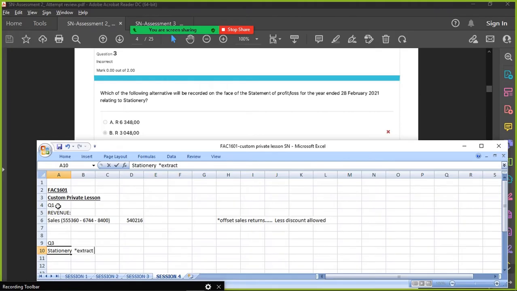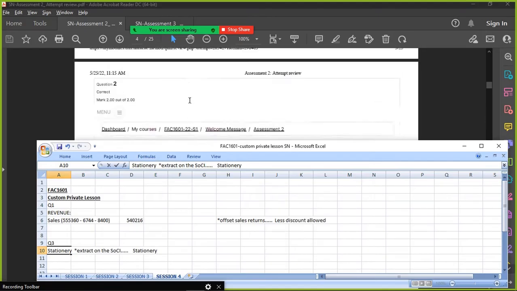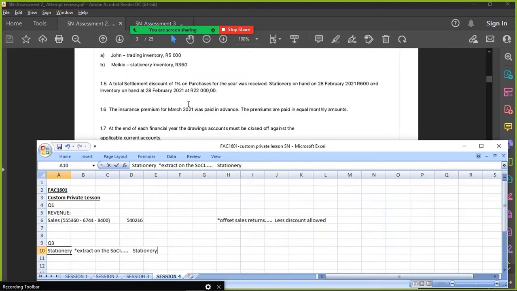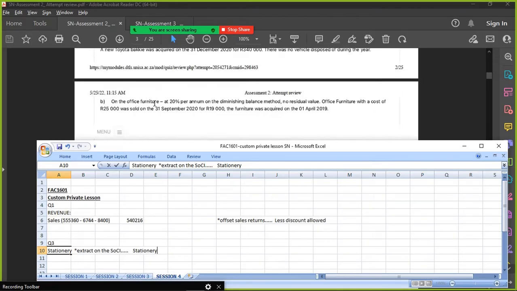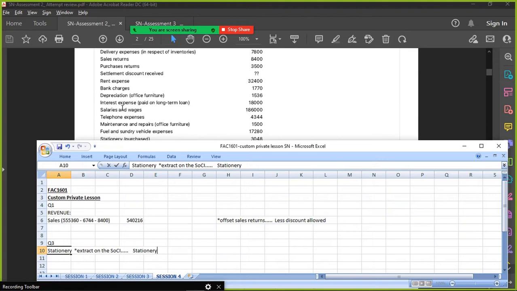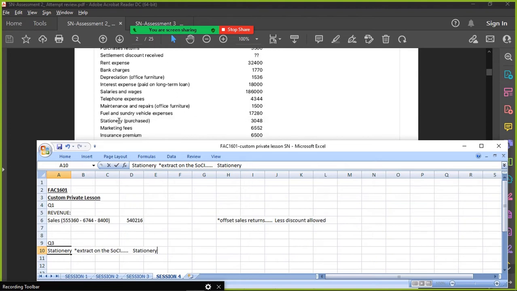Extract on the statement of profit and loss. This is comprehensive income rather. So obviously stationery is an expense and it will be adjusted for any stationery related transactions. So I did see one. I saw there was a stationery on hand figure here. And they also took stationery for personal use, I think. So let's just get the right amount here. Stationery purchased was 3048.